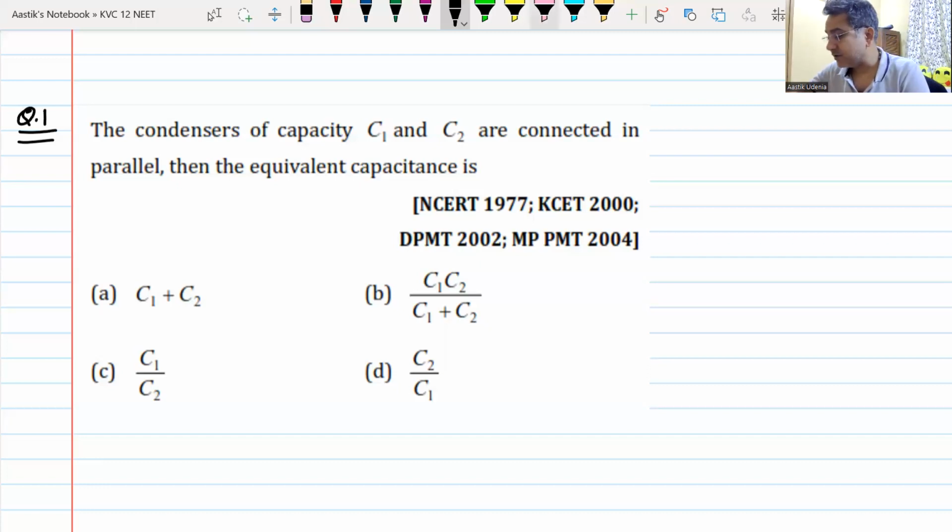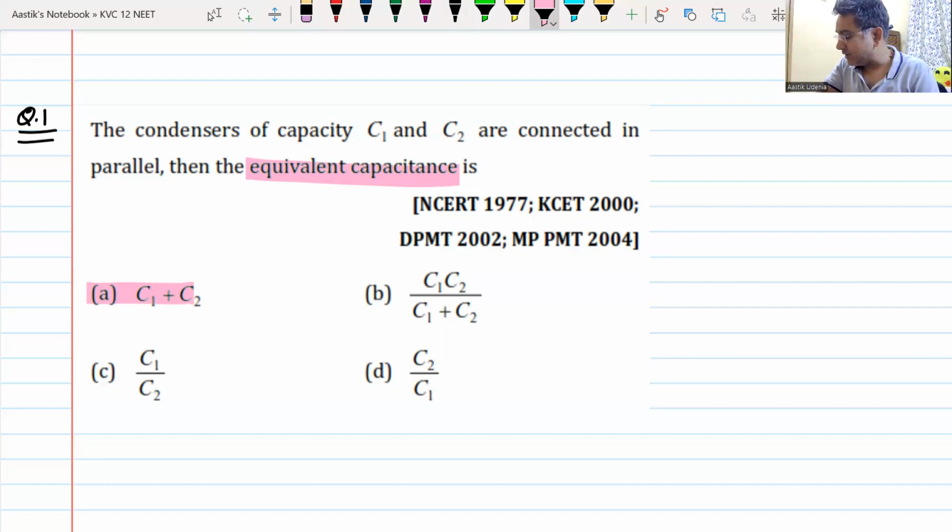Okay, that is correct. Option A. They are connected in parallel. The equivalent capacitance of capacitors connected in parallel is, you just add them. Here there are two capacitors, C1 and C2. So the answer is C1 plus C2. I hope everyone understands this. Yes or no? Yes, sir. Okay.